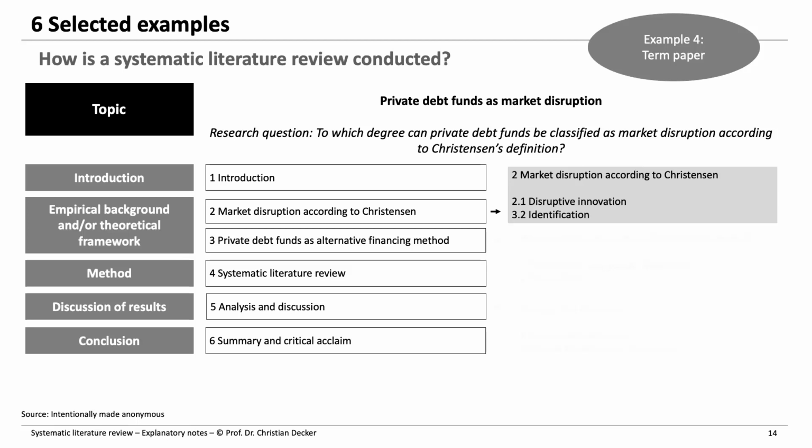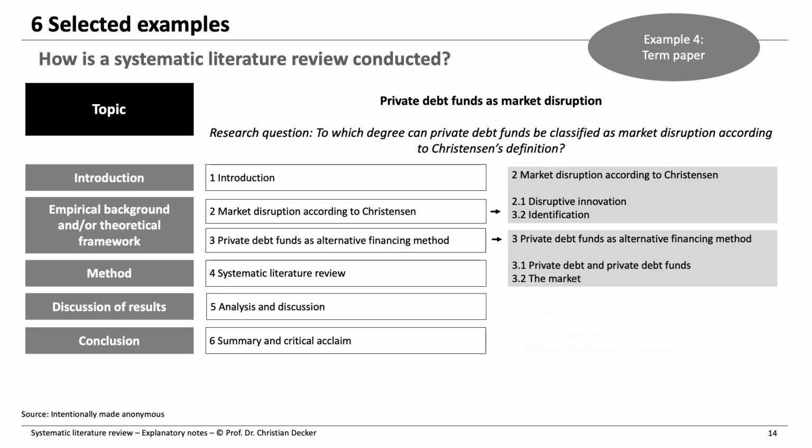The third chapter, Private Debt Funds as Alternative Financing Method, is further broken down as follows. Subchapter 3.1, Private Debt and Private Debt Funds. Subchapter 3.2, The Market. The fifth chapter, Analysis and Discussion, is further broken down as follows. Subchapter 5.1, Reasons for Disruption. Subchapter 5.2, Criteria for Disruptive Innovation.